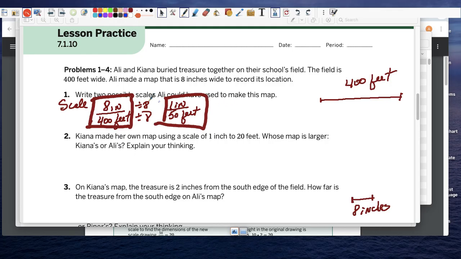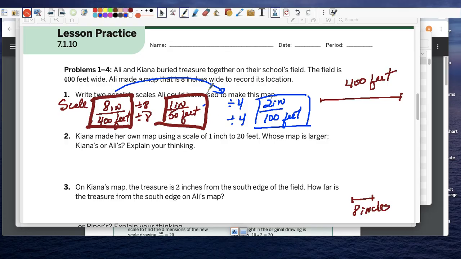Instead of dividing by 8, what if she divided by 4? 8 divided by 4 is 2 inches, and 400 divided by 4 is 100 feet. So she could have also written it this way. So three different versions, 3 equivalent ratios, each saying exactly the same thing.